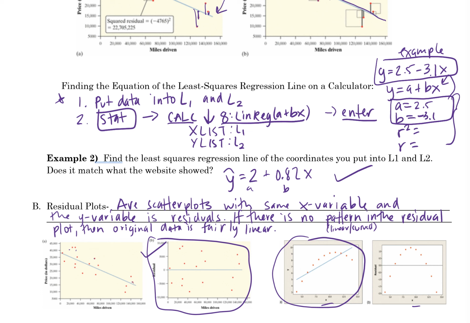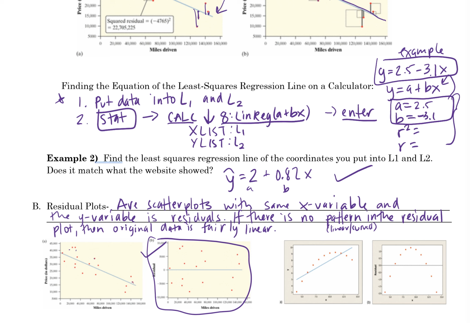So if you notice, this data is not linear, and now let's look at its residual plot. Well, the residual plot's definitely got a pattern. It's got a curved pattern, in fact. Because the data in the residual plot has a curved pattern, that tells you the original data is not linear. And of course, you can see that it is not linear. So curves in the residual plot mean the original data is not linear.